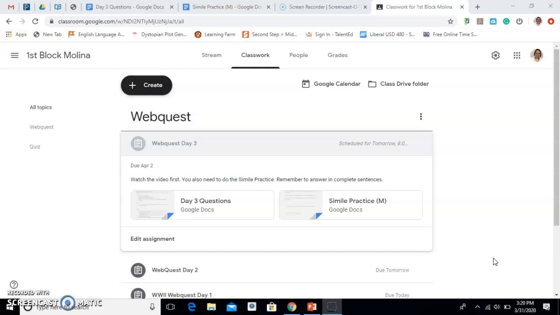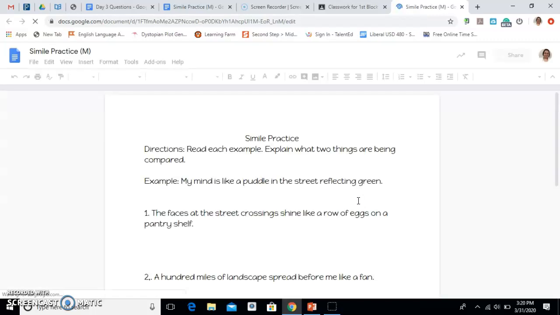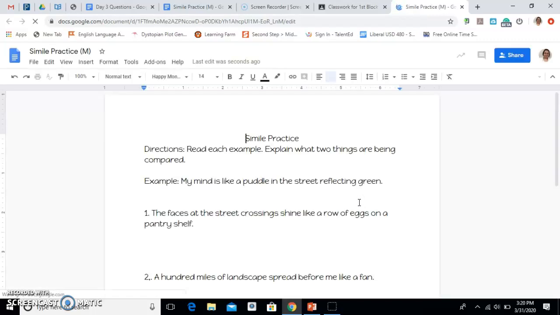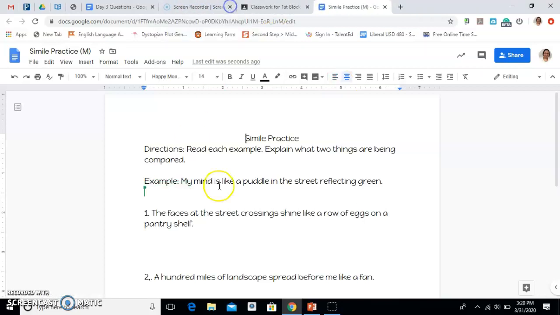For day 3, your Google Classroom will look a little bit similar to what mine looks like. The first thing that I want you to do is to click on the simile practice. When you click on it, it should bring up a page that is titled simile practice. And the directions are for you to read each example and then explain what two things are being compared.